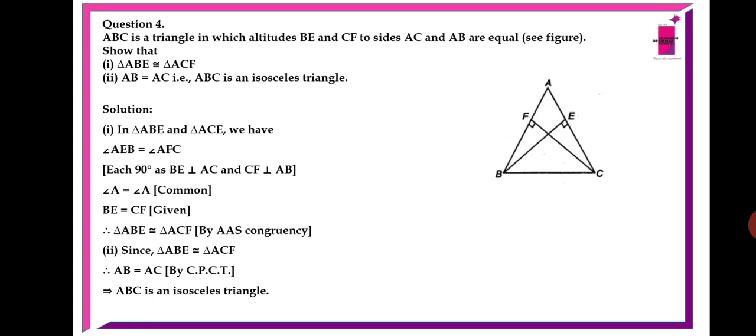In triangle ABE and ACF, we have angle AEB equal to angle AFC, each 90 degrees, as BE is perpendicular to AC and CF is perpendicular to AB. Angle A equal to angle A, common for both. BE equal to CF, given. Therefore, triangle ABE is congruent to triangle ACF by angle angle side congruency. Since triangle ABE is congruent to triangle ACF, AB equal to AC by CPCT. Therefore, triangle ABC is an isosceles triangle.